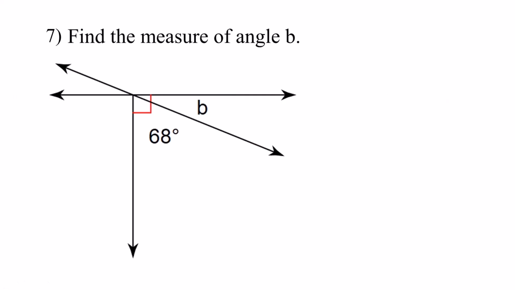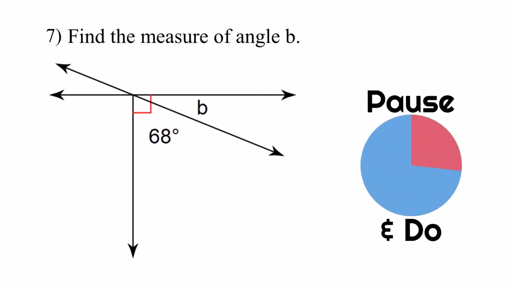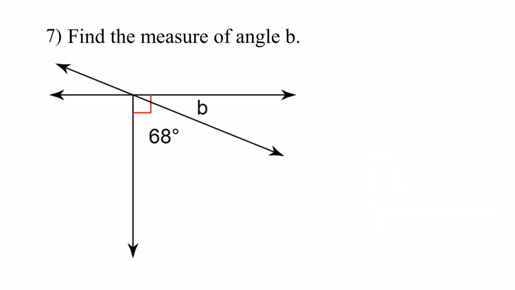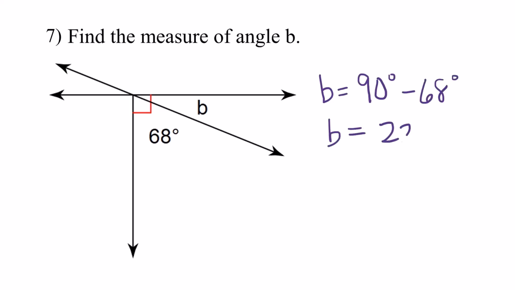Find the measure of angle B. Angle B and 68 degrees add up to 90 degrees. So we're just going to subtract, and we get 22 degrees.